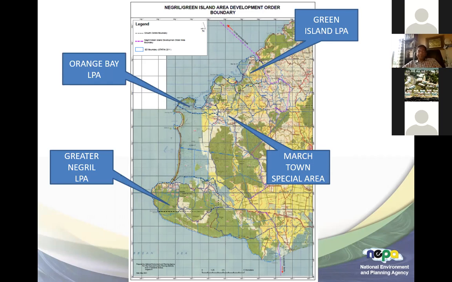There was also the inclusion of a special area, Marchtown, which we had also identified. Some activities were happening within that area, which we wanted to have greater control over. So the Marchtown area was designated as a special area, for which we would be preparing specific zoning plans and policies.